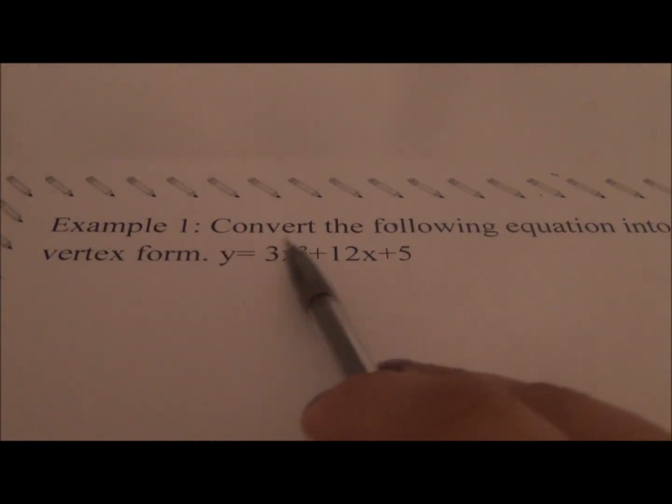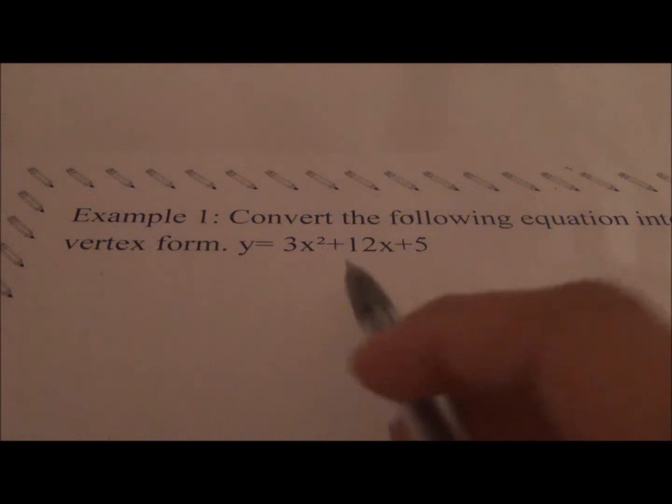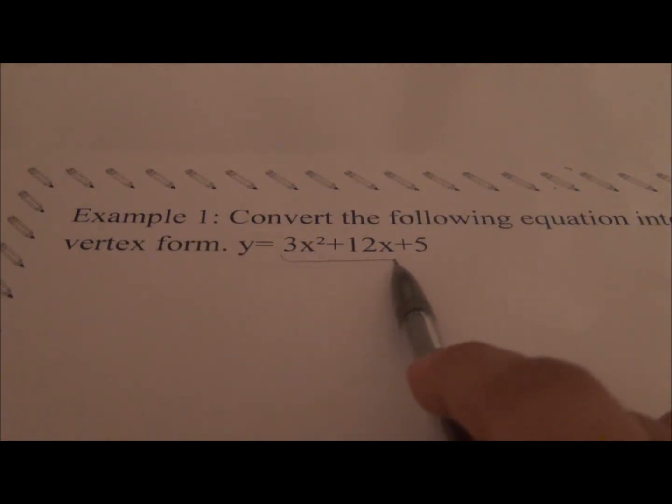Now I'm going to do one example for completing the square. So example 1, convert the following equation into vertex form. So this is in standard form, and the question says into vertex form, which means that I have to complete the square. So I need to factor this out. The 3x squared plus 12.